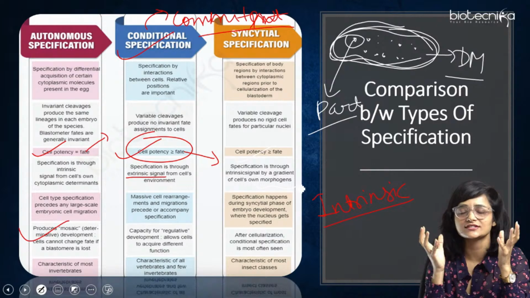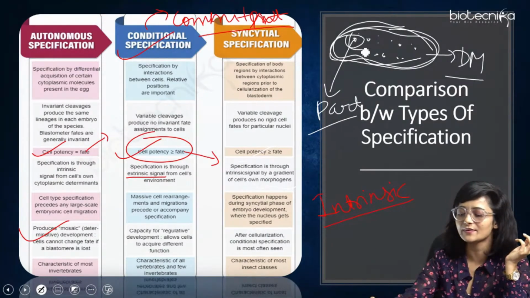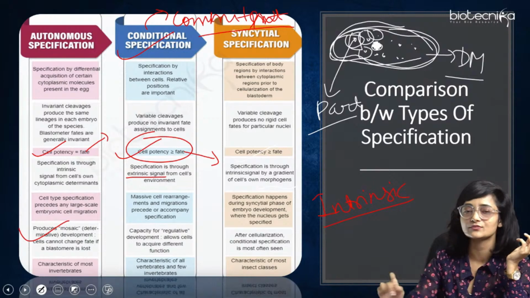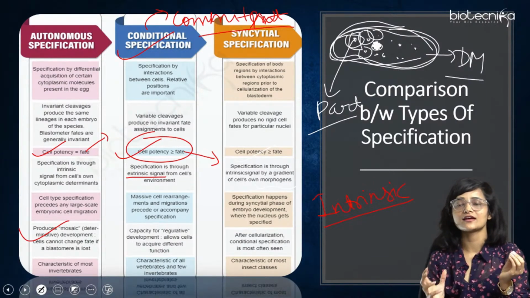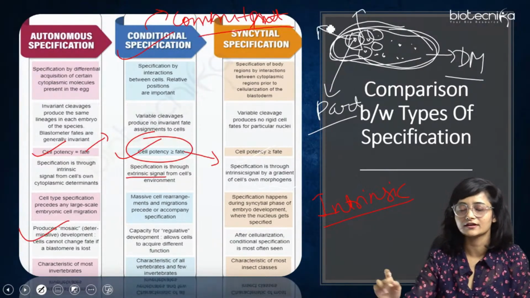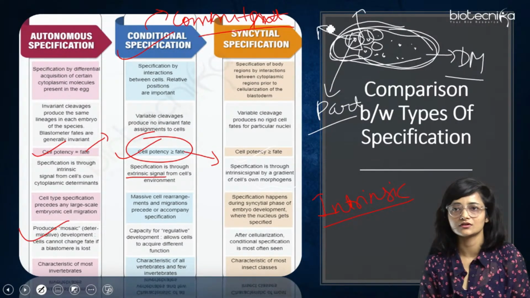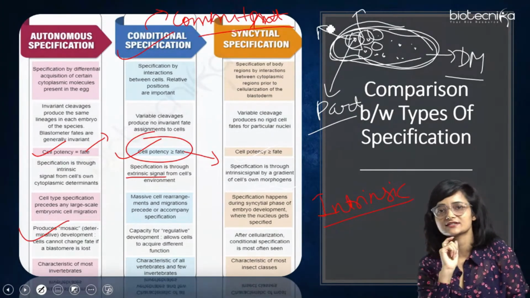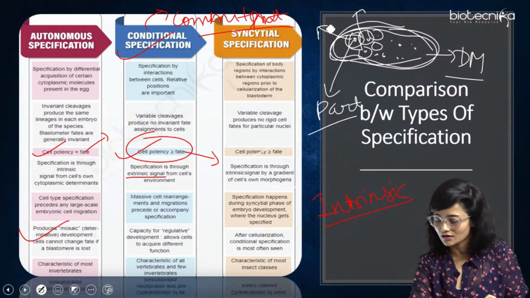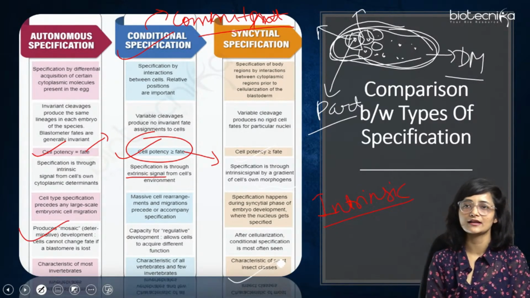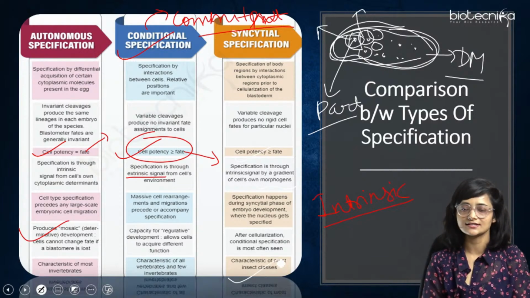When the cellularization takes place, when these nuclei are being separated by the production of certain cells, so in between them cells would be formed and these nuclei will get separated, then only the cellularization will take place, right? These cells will produce different parts of the organism. So conditional specification only takes place when the cellularization of the nuclei takes place, right? Then comes the characteristic of most of the insect classes. So I have given an example here. Drosophila melanogaster is the major example for syncytial specification.